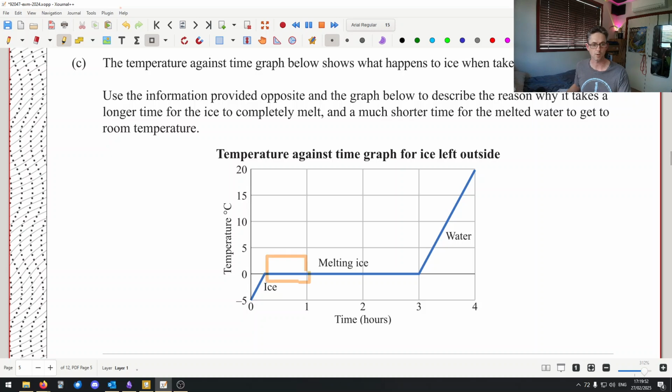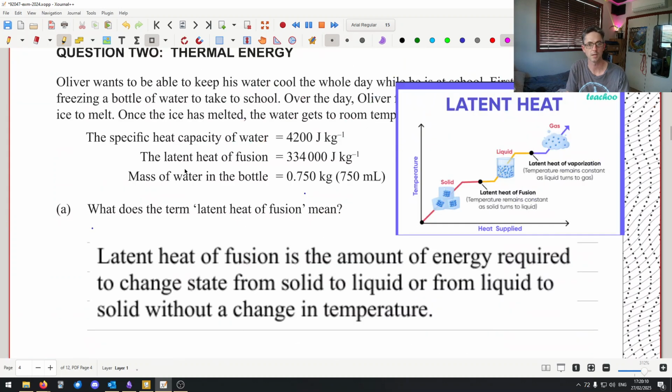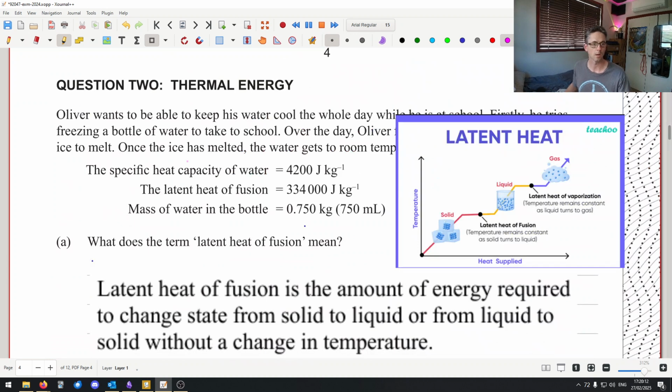A really long period of time for it to melt compared to, look at how much time it's only one hour for it to increase in temperature here and less here. So why does it take so long to melt? And the reason for that is to do with the figures that we saw above. That gives you a clue. I'll highlight these.